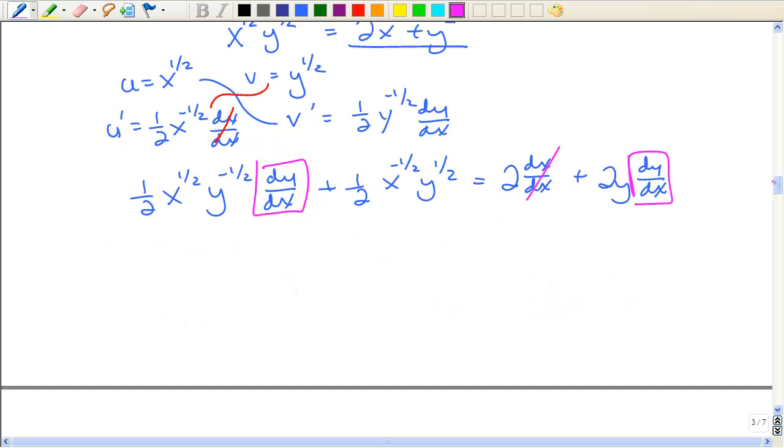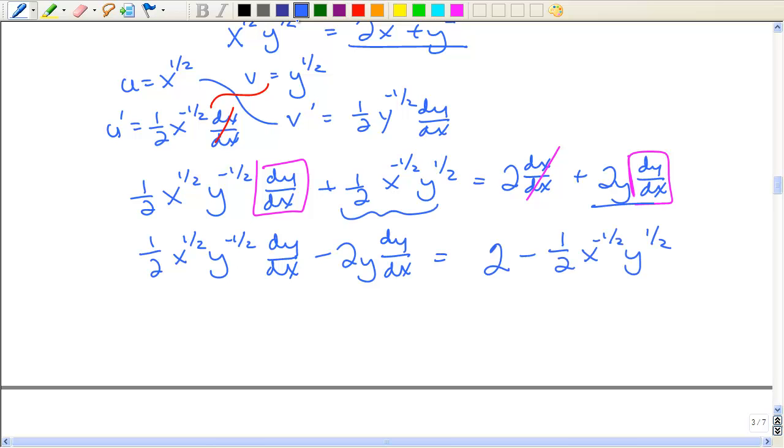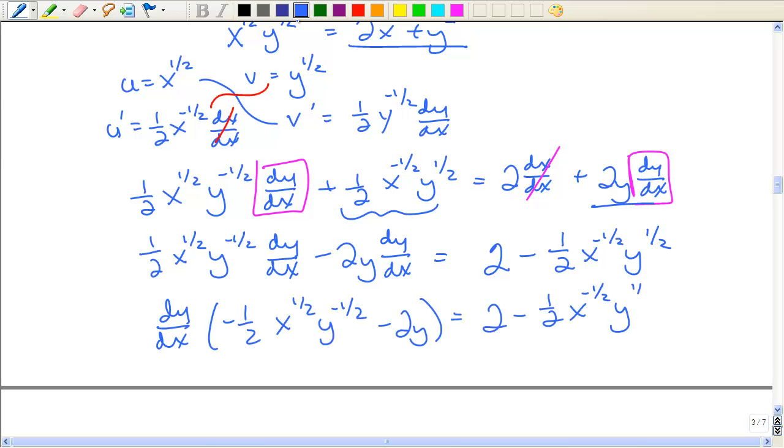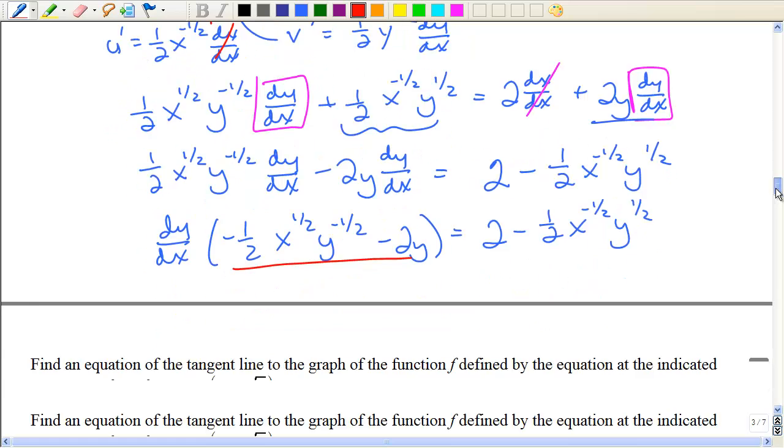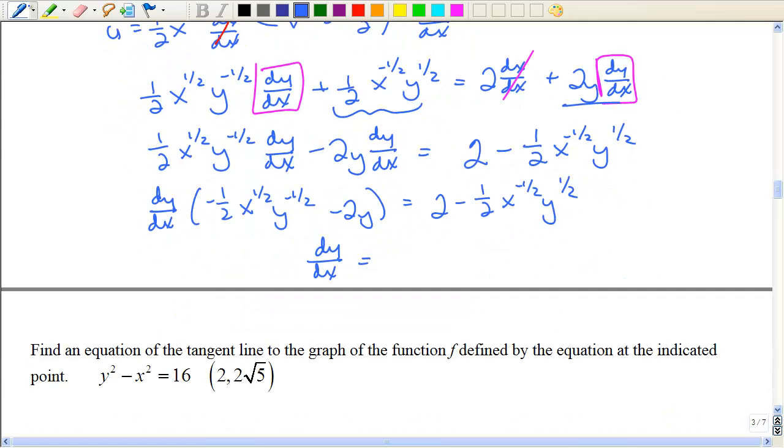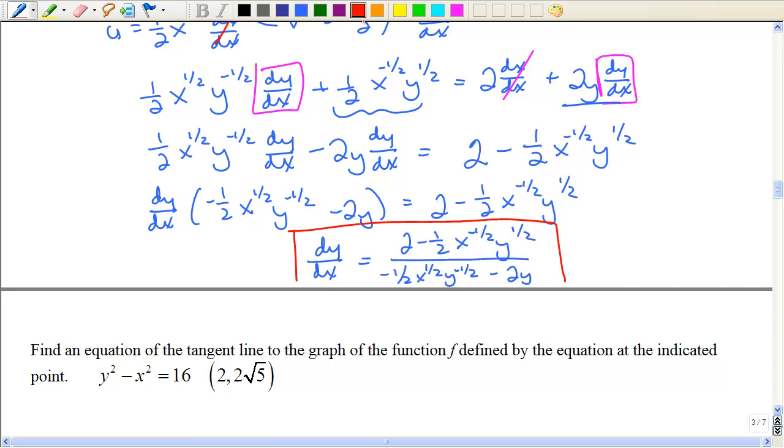So I need to get those on one side of the equal sign and everything else that doesn't have it on the other. So I think I'm going to keep them on the left-hand side. Means I got to move that. Okay, so again, since both of these terms have a dy dx, you need to factor that out. And then the last step would be to divide both sides by that. That is a final answer, and I am sure there's lots of algebra to simplify that, but I'm just going to leave it as is.